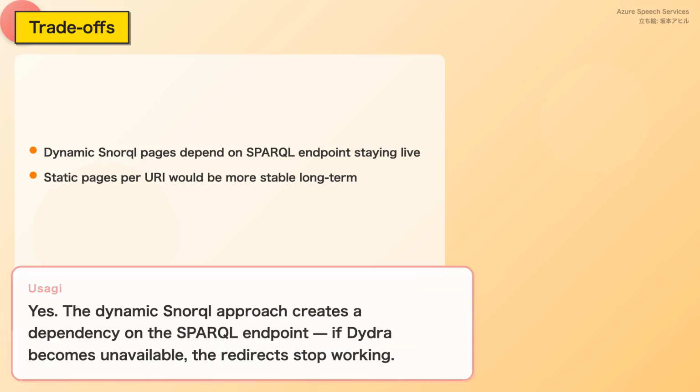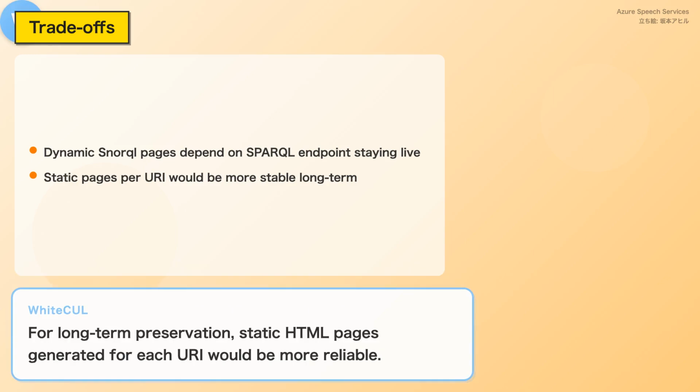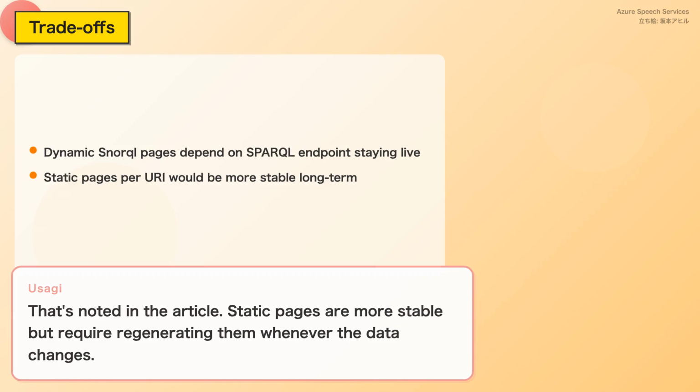Yes. The dynamic Snorql approach creates a dependency on the SPARQL endpoint. If Dydra becomes unavailable, the redirects stop working. For long-term preservation, static HTML pages generated for each URI would be more reliable. That's noted in the article.